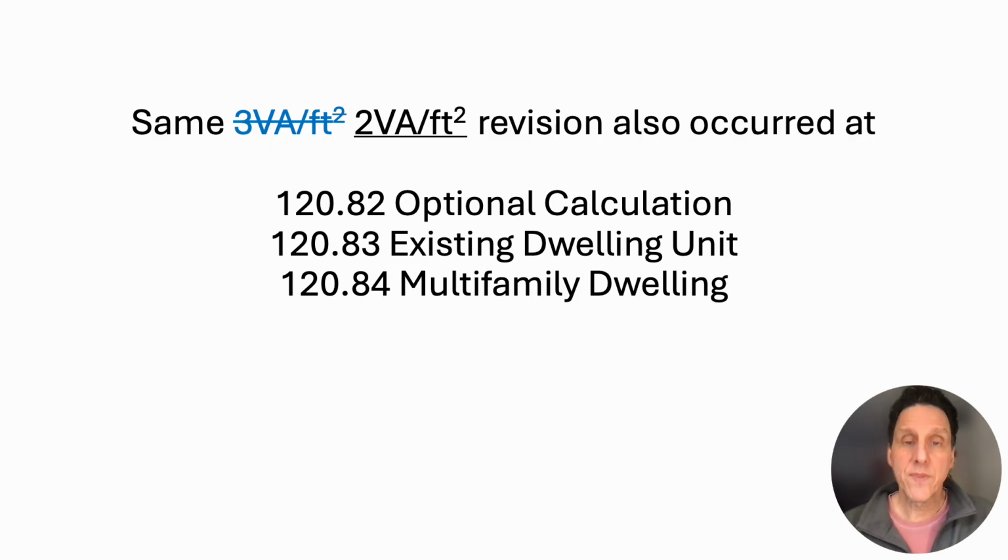Now, this revision from 3 volt amps per square foot to 2 volt amps per square foot happened in several other sections in formerly Article 220, now Article 120. It also applies, in addition to the standard method calculation for dwelling units, to the optional calculation for existing dwelling units and even for multi-family dwelling units. So this is a really impactful change.